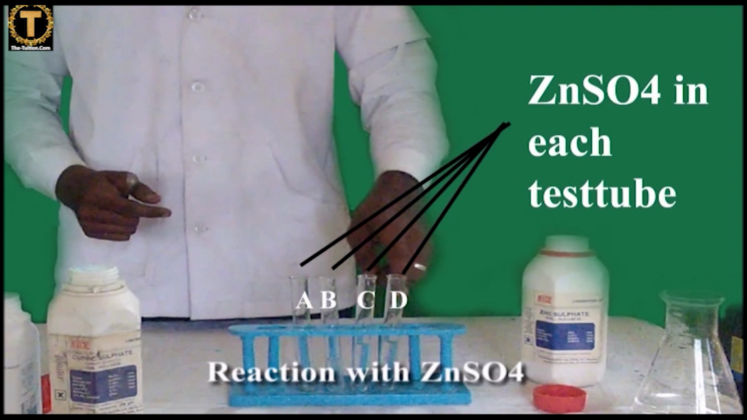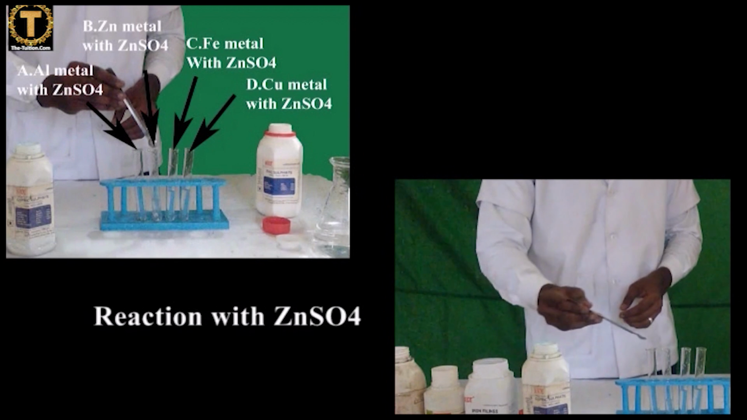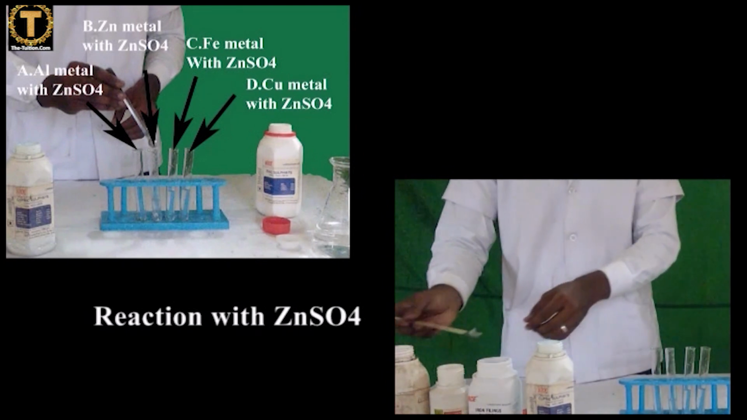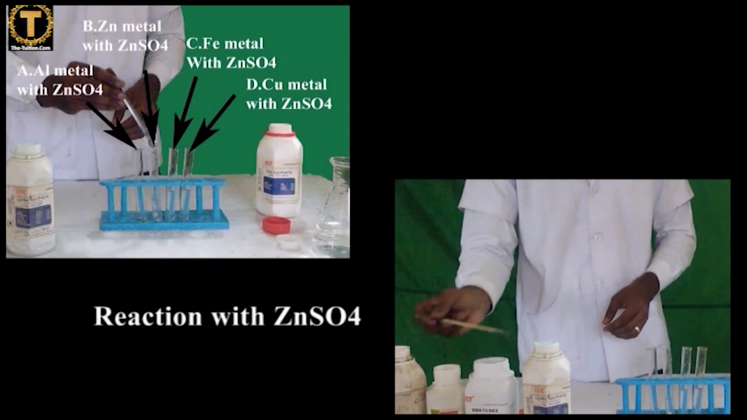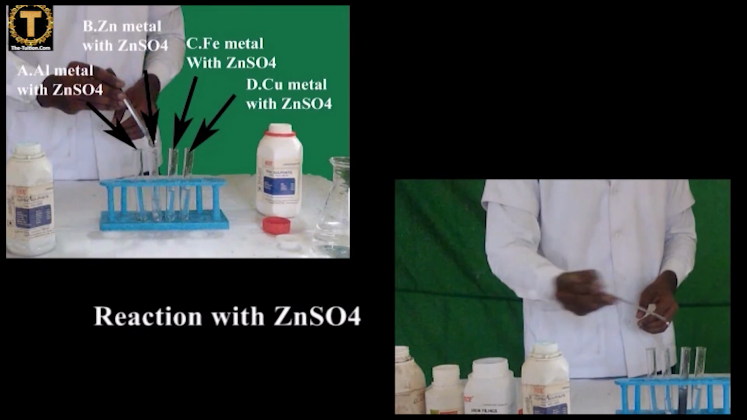Reactions with ZnSO4 solution. Now add ZnSO4 solution in each test tube. Dip small clean pieces of aluminium, zinc, iron, and copper metal in each test tube respectively, and then record your observation.